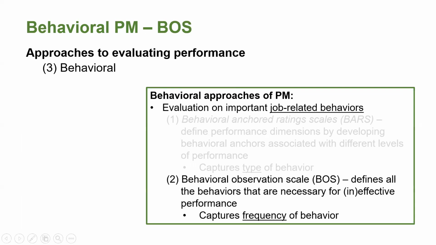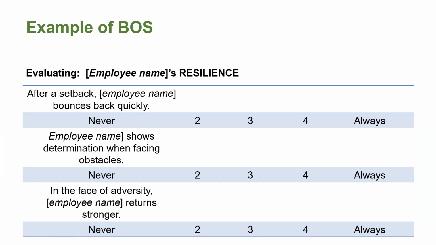Another behavioral approach is a behavioral observation scale, or a BOS, which defines all the behaviors that are necessary for effective or ineffective performance. And whereas a BARS captures types of behavior, a BOS captures the frequency of that behavior. So in the example here, each behavior is ranked on a frequency scale ranging from never to always. So once you've rated each behavior, you would tally up the total to get an overall performance rating.